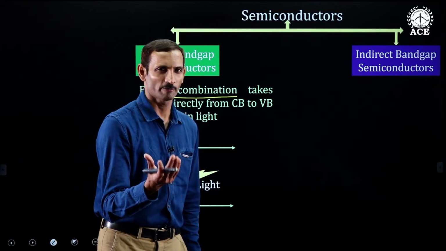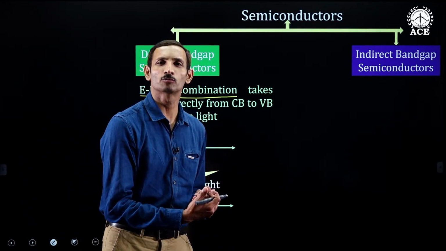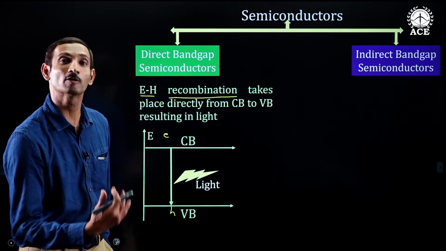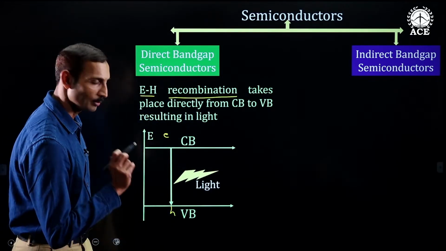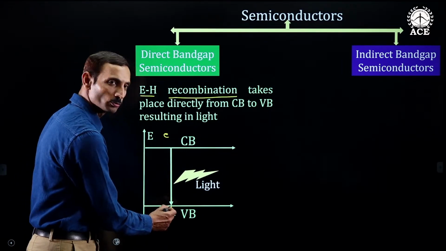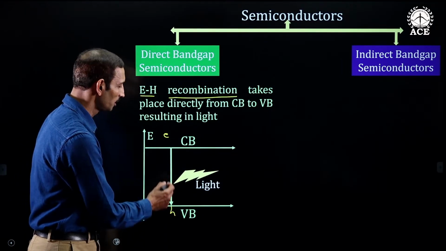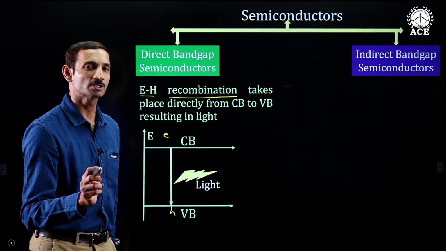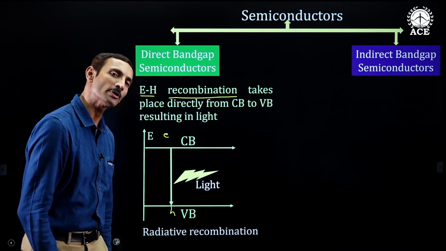I think you are aware already. I need not go back to the concepts of how electron-hole formation and recombinations happen, right? So one thing is quite clear. When an electron combines with a hole, it is going to produce light. Such recombination is termed radiative recombination.